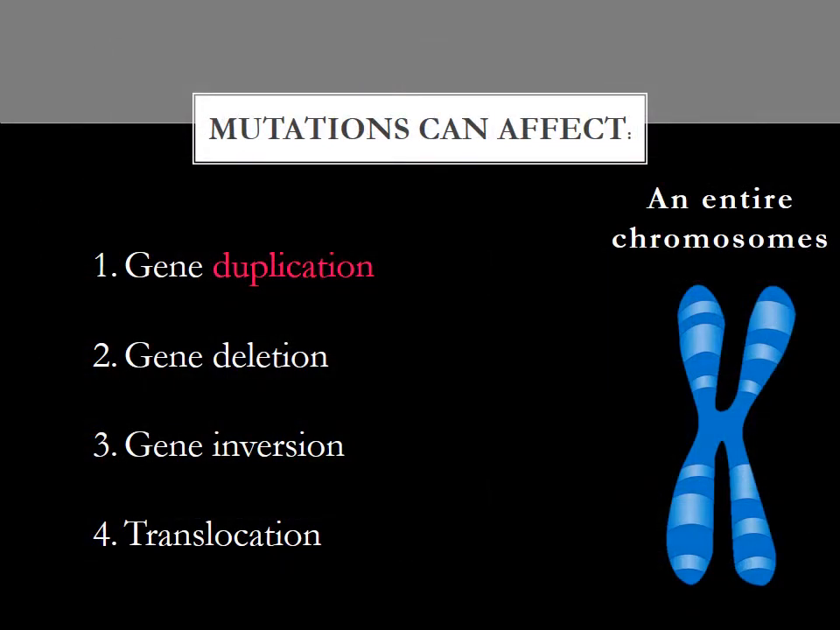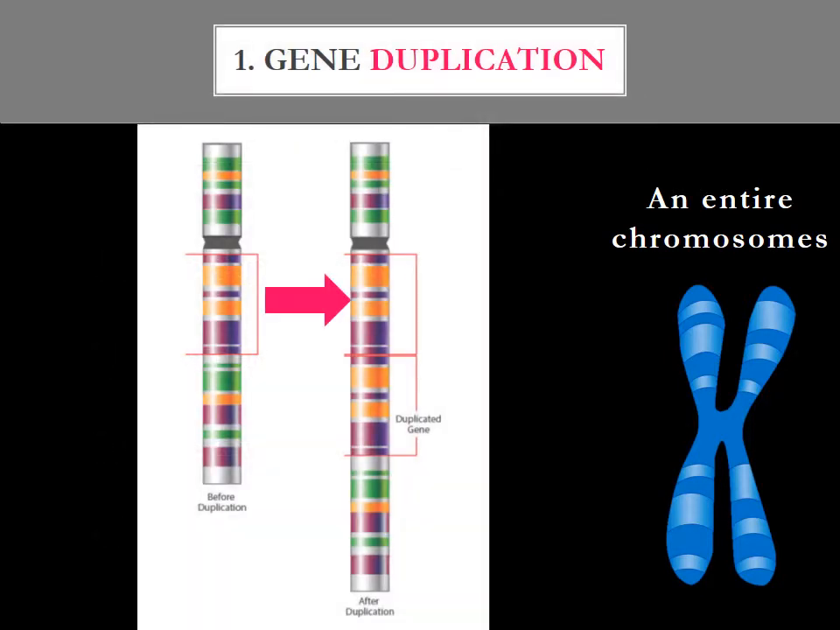The four kinds of mutations that can affect entire chromosomes are quick and easy to explain. They are gene duplication, gene deletion, gene inversion, and translocation. Sometimes, instead of a gene being copied once like it should be, it gets duplicated twice. This is called gene duplication.